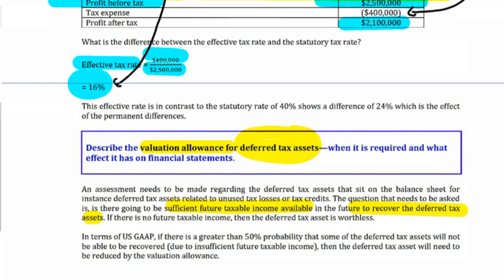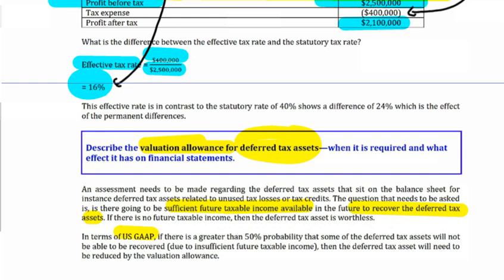an asset and be able to be realized as an asset if I've got taxable income in the future. If I don't have taxable income in the future, well then I've got to reduce my deferred tax asset by what we call a valuation allowance. And the valuation allowance just takes the deferred tax asset and reduces it somewhat by saying we're not so sure that there's going to be enough taxable income in the future to be able to realize this deferred tax asset. Okay.